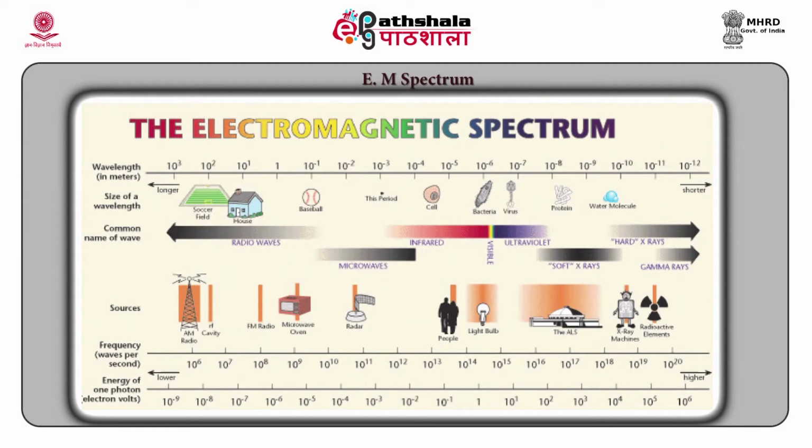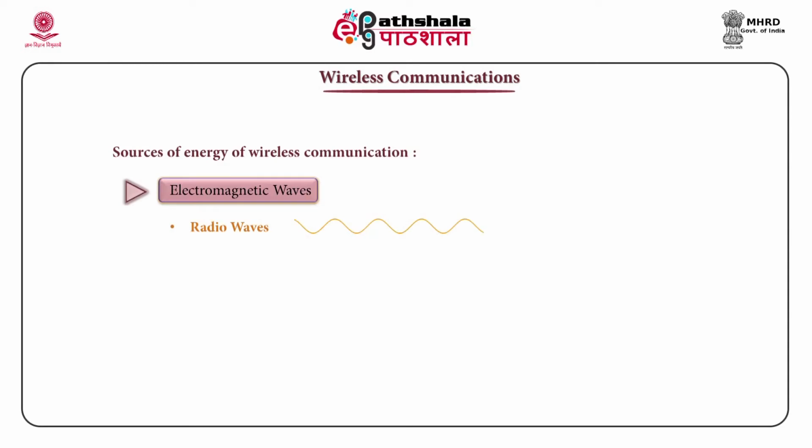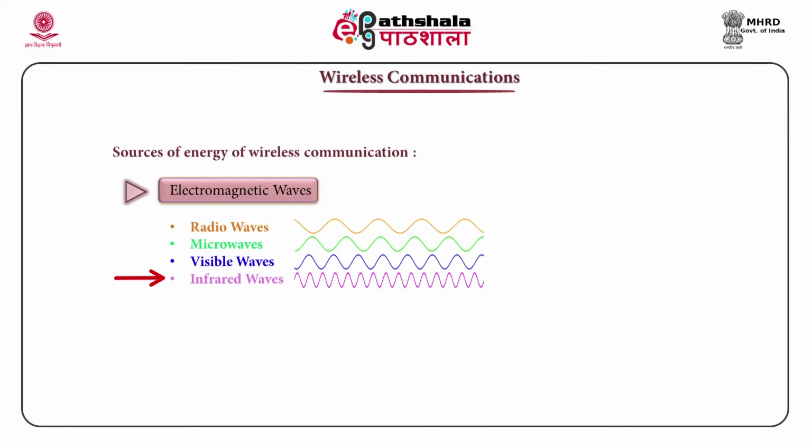The gamma rays have got the highest frequency, of the order of terahertz, and lowest wavelength, of the order of nanometers. Radio waves have got very low frequency, maybe of the order of kilohertz, and wavelength in kilometers. Now, not all the part of this electromagnetic spectrum is suitable for wireless communication. The part which is appropriate for wireless communication is radio waves, microwaves, infrared waves and visible waves or the visible spectrum.